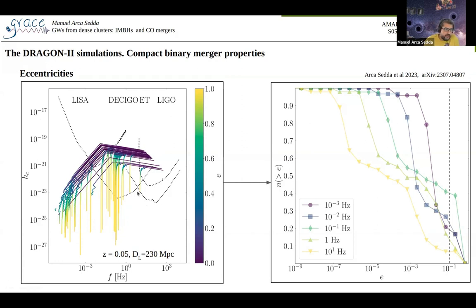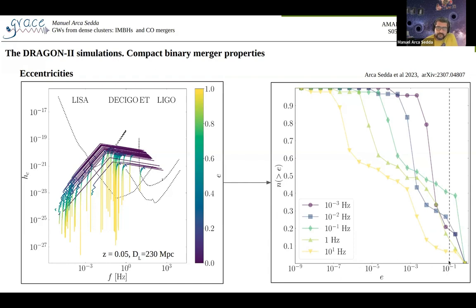So you see that many binaries appear to be eccentric in LISA. Definitely many of them can potentially be seen eccentric in the SIGO, and a few of them can be seen eccentric in LIGO. This is shown better in the right side plot, where it is shown the fraction of binaries with an eccentricity above the corresponding value on the x-axis.